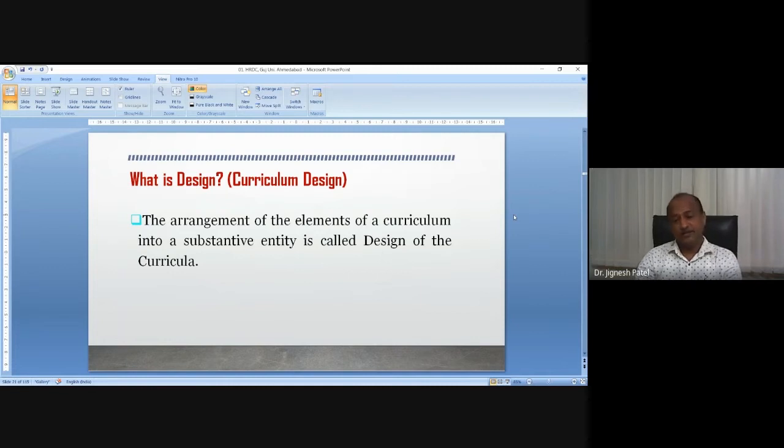Then what is design? We are discussing two words, curriculum and design. So what is design? The arrangement of elements of the curriculum into a substantive entity is called the design of the curriculum. It is how we arrange the whole content, the whole syllabus, in such a way that we can see meaningful learning outcomes in the form of good students.